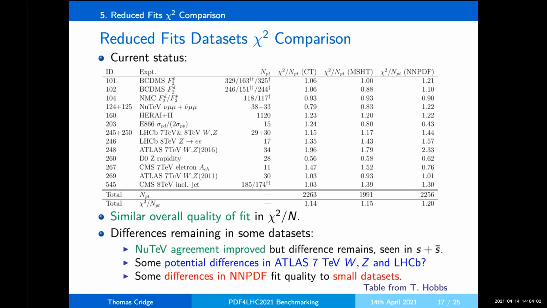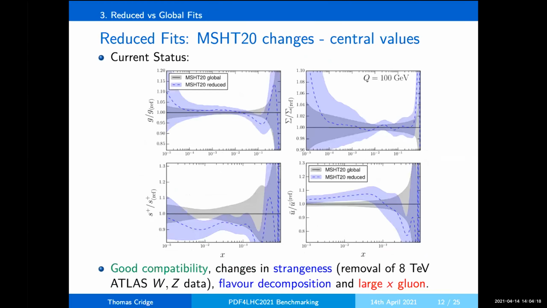Thanks. Okay, we have more questions. First was Joey, please. Yes, it's a comment more than a question. If you can go to the slide where you compared the PDF luminosities and their uncertainties for the three global fits.